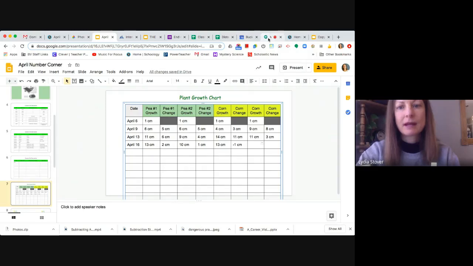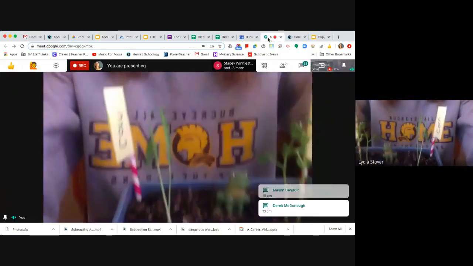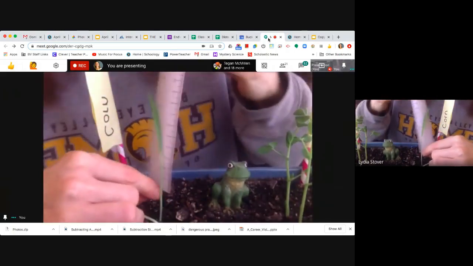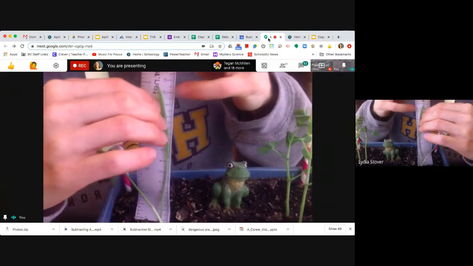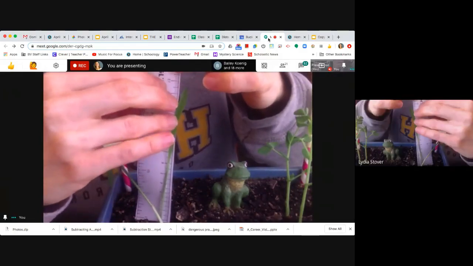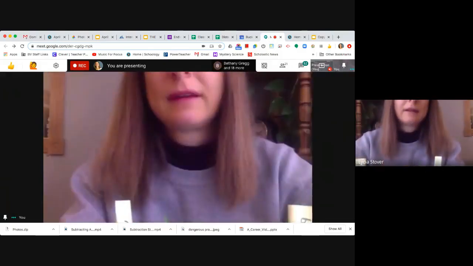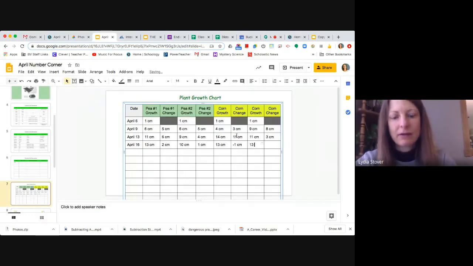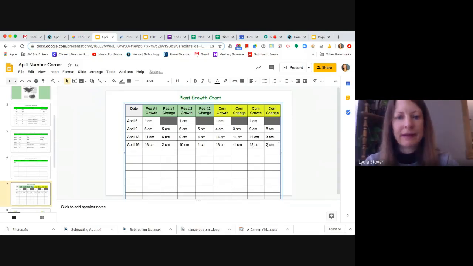I'm going to go back now and look at the second corn plant, the one behind it. Make sure he's tall. And he's about 13 centimeters. And let's go back here. All right, well, the back plant here went from 11 centimeters to 13 centimeters, so it grew 2 centimeters. All right, I wonder how tall these are going to be by the end of April.